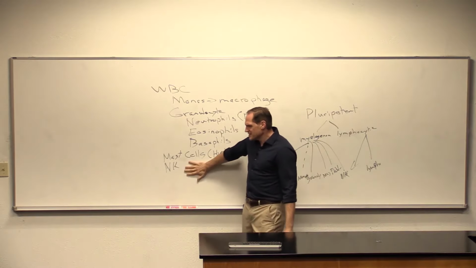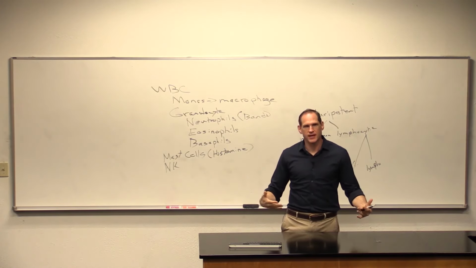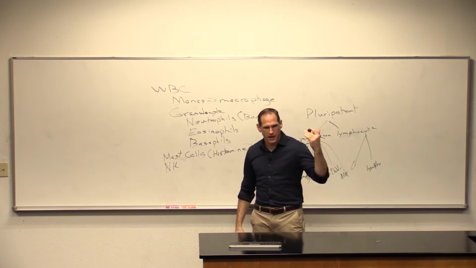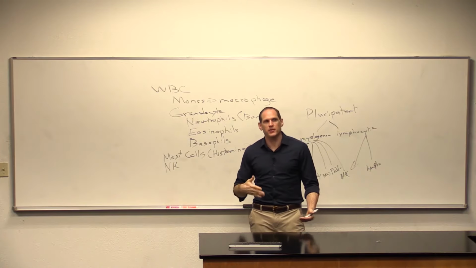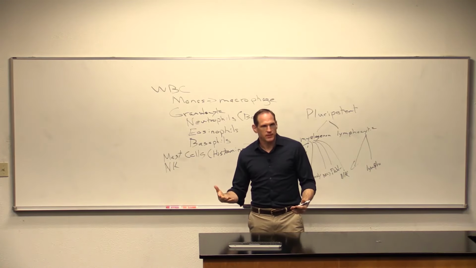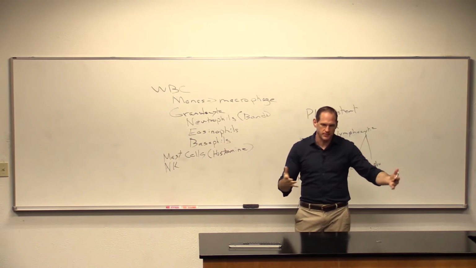Now, natural killer cells have an innate ability to kill cells that are infected with viruses or to be able to kill cancer cells. So they kind of do a little bit of inflammation and a little bit of immunity at the same time.